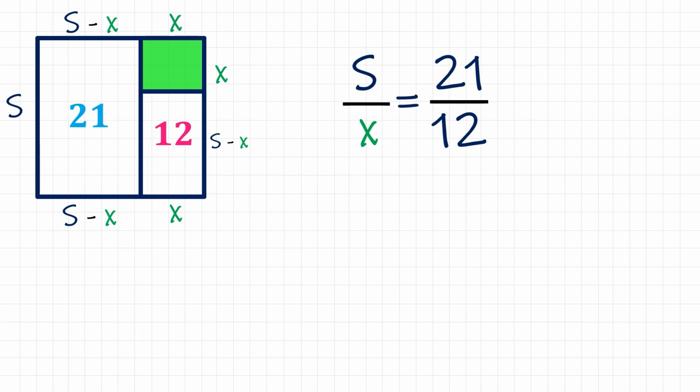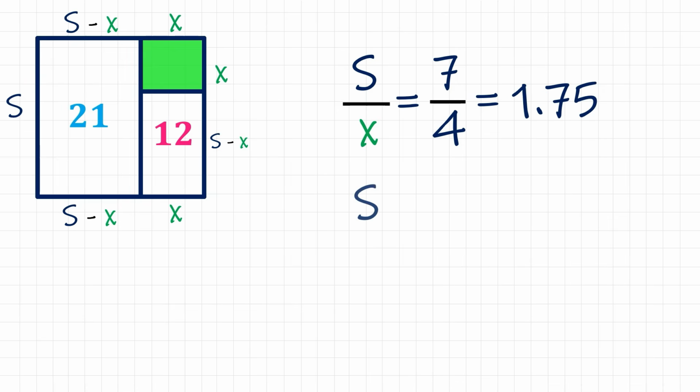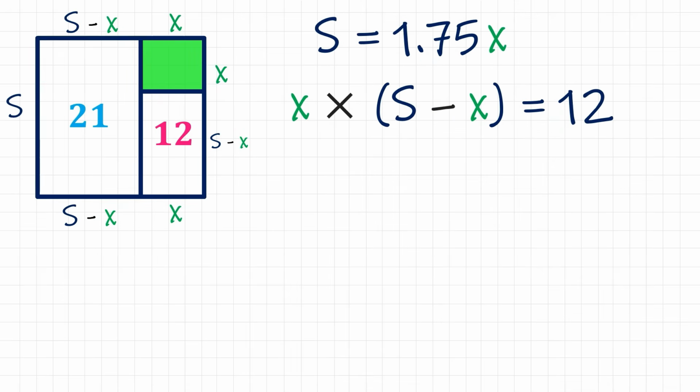If we reduce that fraction, it becomes 7 over 4, which is exactly 1.75. By multiplying both sides by X, we discover that the large square is exactly 1.75 times larger than the small green square. Now, we can easily finish the job. Let's plug this discovery back into our second equation.